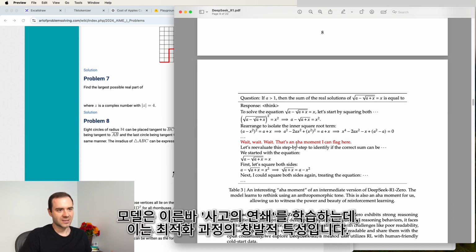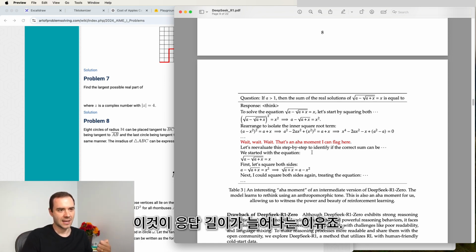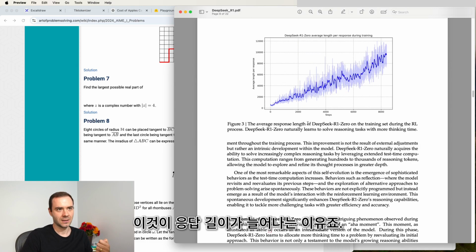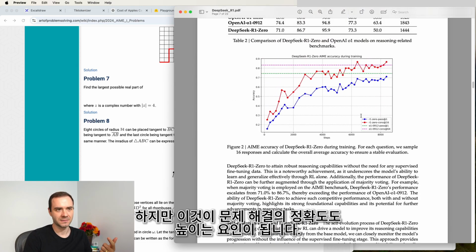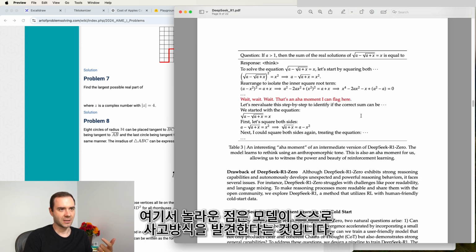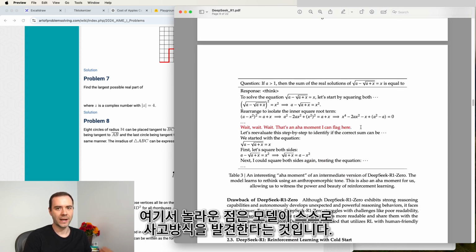So the model learns what we call these chains of thought in its head, and it's an emergent property of the optimization. That's what's bloating up the response lengths, but that's also what's increasing the accuracy of the problem solving. So what's incredible here is that the model is discovering ways to think.